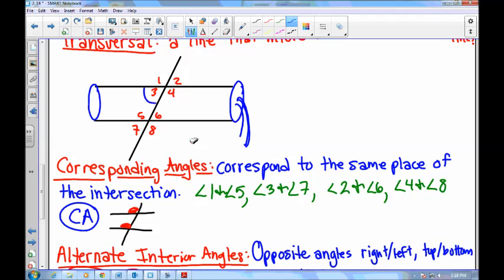So, inside I have 3. What's another interior that's opposite? It has to be inside. So if I were saying 2, that's outside. It would be 6, because 3 is top left. So alternate of top left is bottom right. Okay, so those would be alternate interior.